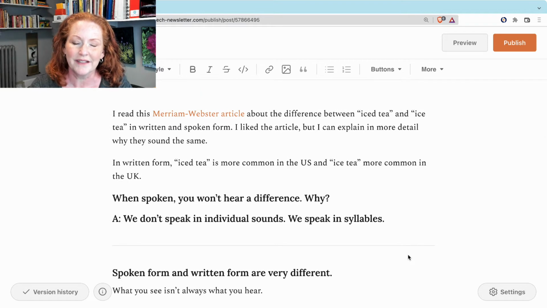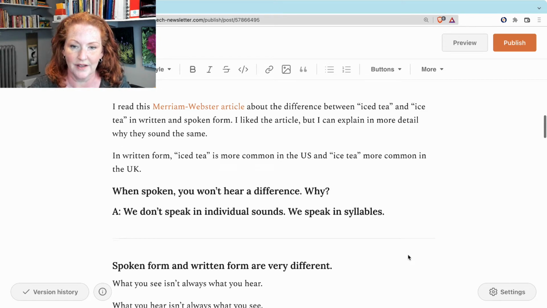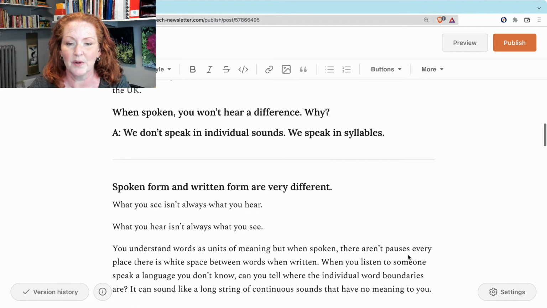So the reason you don't notice is because we don't speak in individual sounds and you may not hear all the sounds. We speak in syllables, groups of words, because the written form and the spoken form of a language can be very different. You don't always see what you hear and you don't always hear what you see.